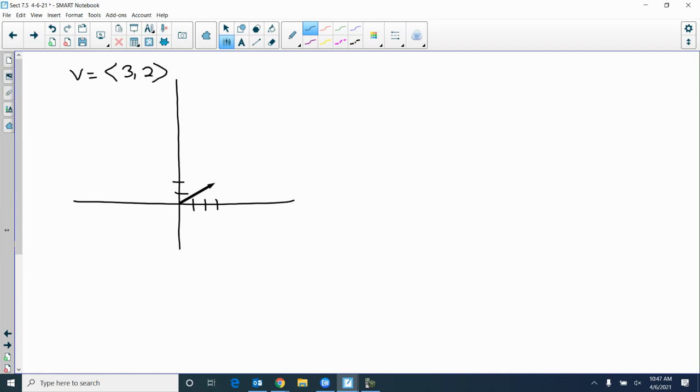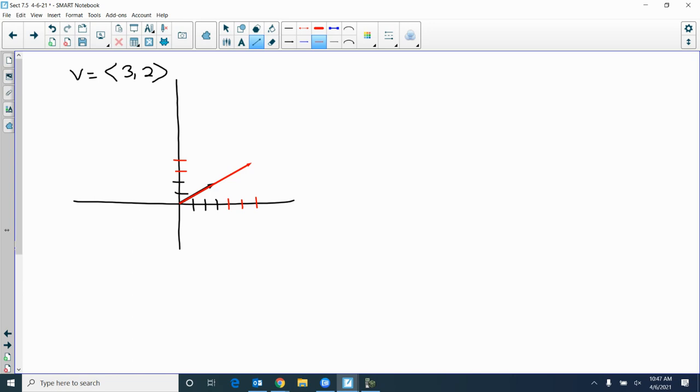So what would a vector parallel to that look like? 6, 4. So if I go 6, 4, it's going to follow that same path. Now, are they the same vectors? No, because they're different lengths, but they have the same direction. So how many different parallel vectors can we have? You can have infinite vectors that are parallel on there.